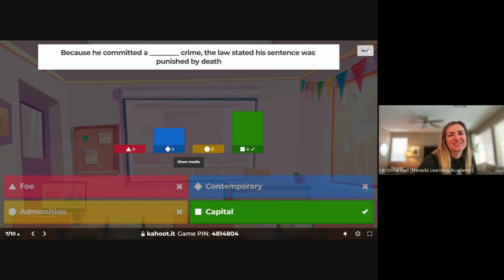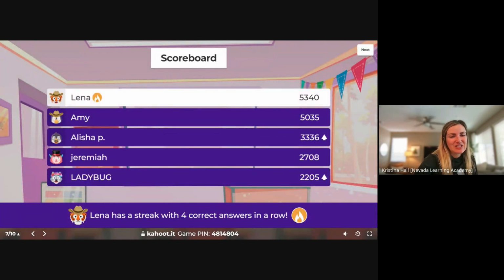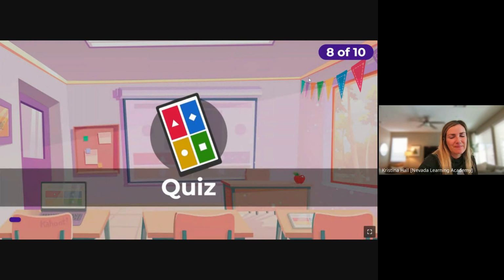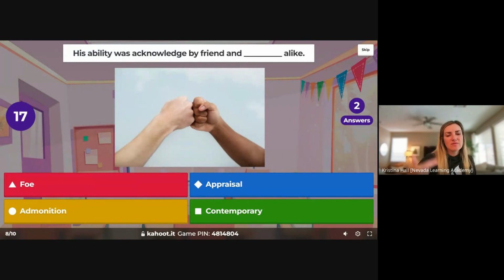Very dark, right? Even talking about it, I'm like, ooh. All right, it's a close game here. Number 8, 3 questions left. His ability was acknowledged by friends and blank alike. So, appraisal, admonition, or contemporary.